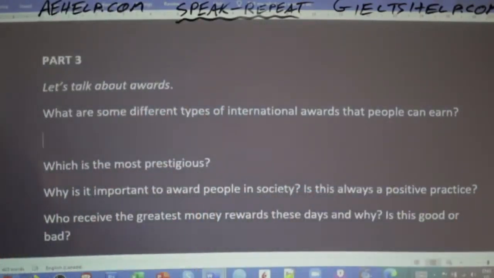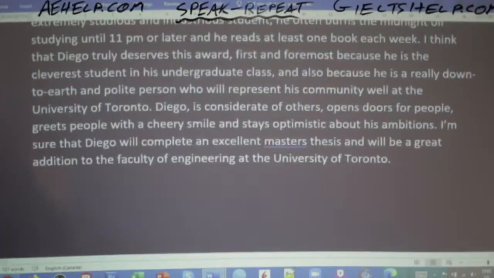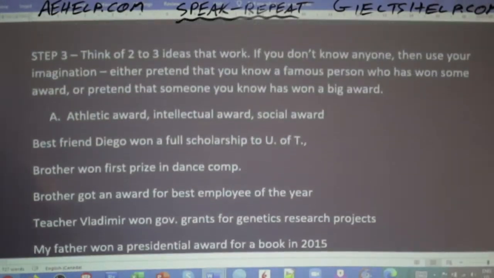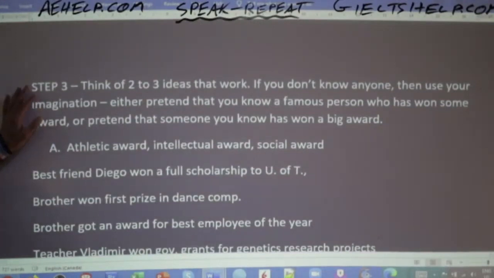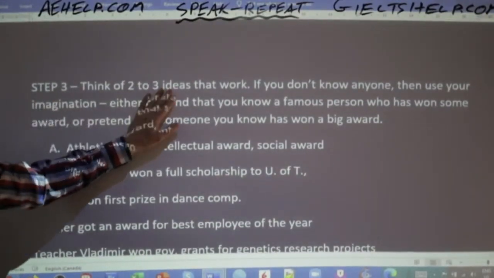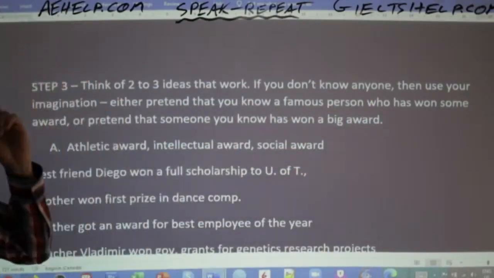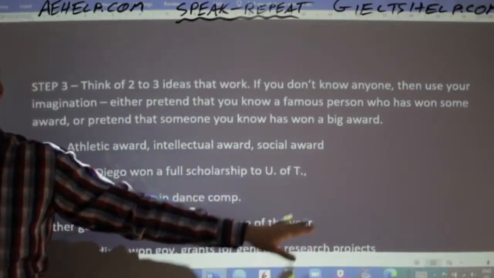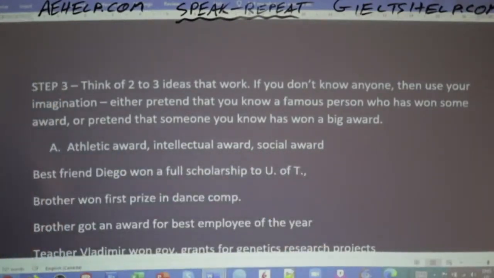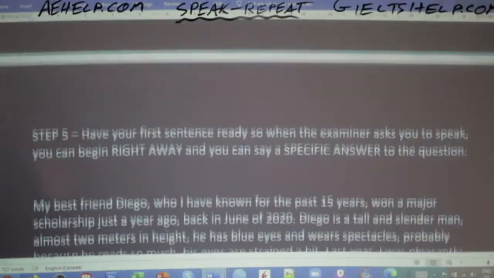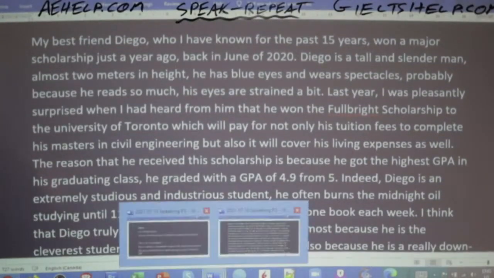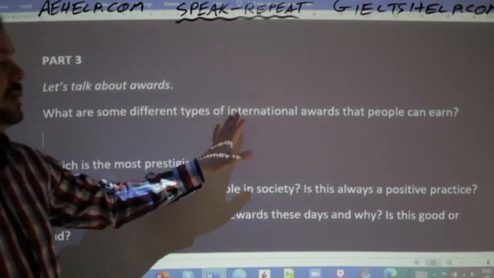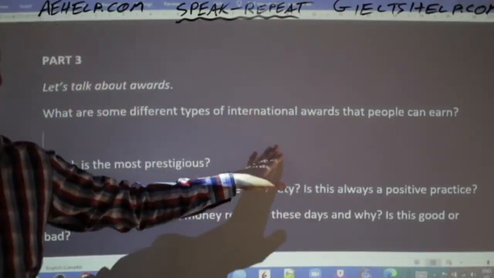In this case, you want to use information from your notes. So in the previous class, when we thought about our notes and our 2-3 ideas, this is where thinking of 2 to 3 ideas for part 2 can be really helpful, because we realize that there are athletic awards, intellectual awards, and social awards as well. And now you just need to think of what kinds of athletic, social, and intellectual awards there are at the international level.